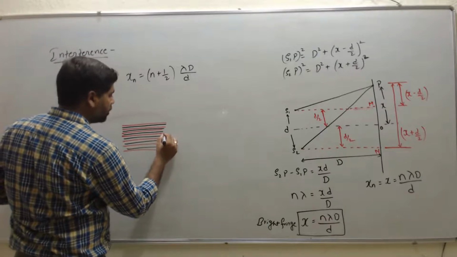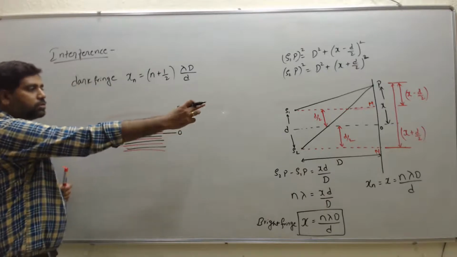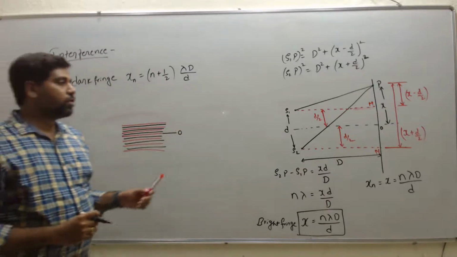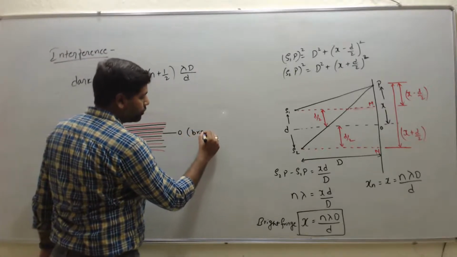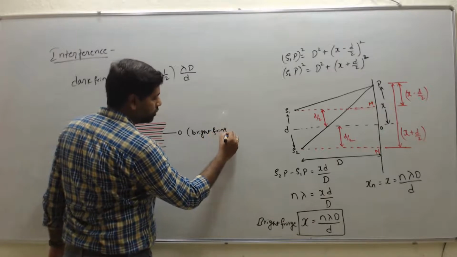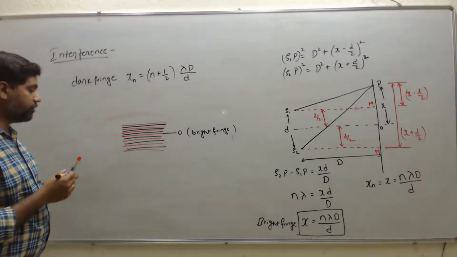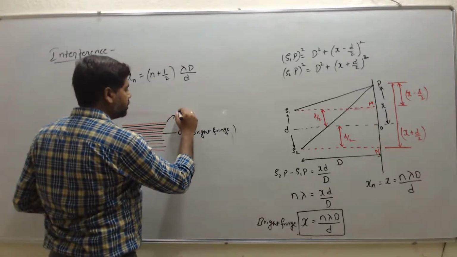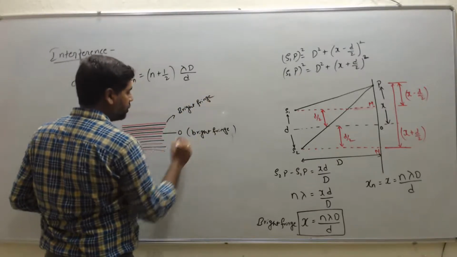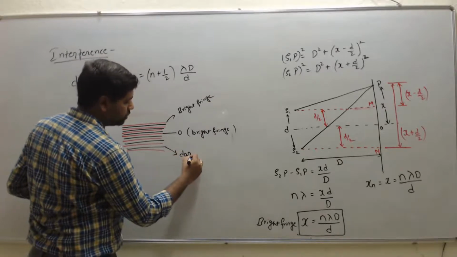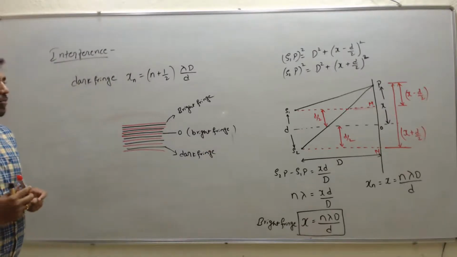So this point is the O, that is the center, because at the center the distance S1O and S2O is the same. So at the center we always have a bright fringe. The red color is the bright fringe, and the dark is the dark fringe. So like this we are getting the interference pattern.